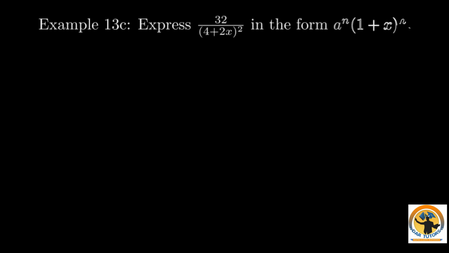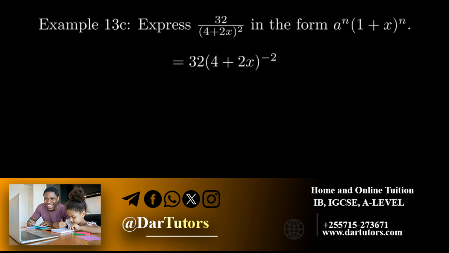For our final preparation example, let's look at a fraction. We need to express 32 over (4 + 2x) squared in the correct form. The first step is to get rid of the fraction by moving the denominator to the numerator with a negative exponent. This gives us 32 times (4 + 2x)^(-2). Now we focus on the bracketed term. The first term inside is 4, so we factor it out. This becomes 32 times the quantity [4 times (1 + 1/2 x)], all raised to the power of negative 2.